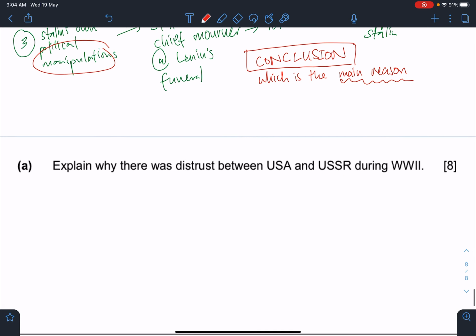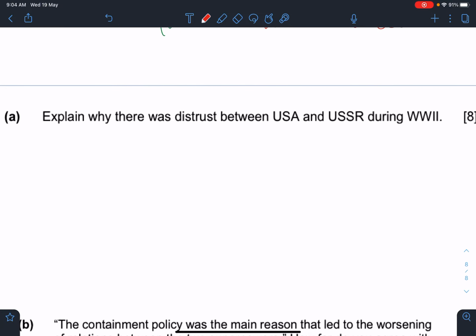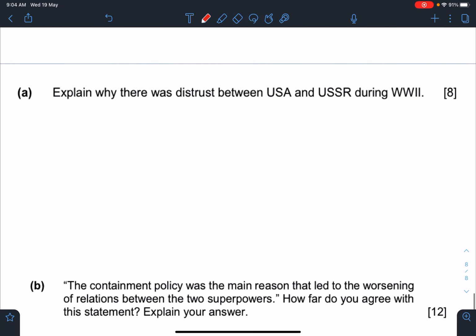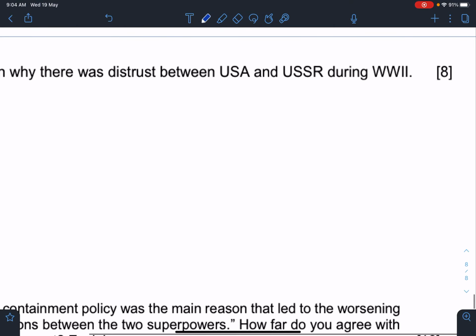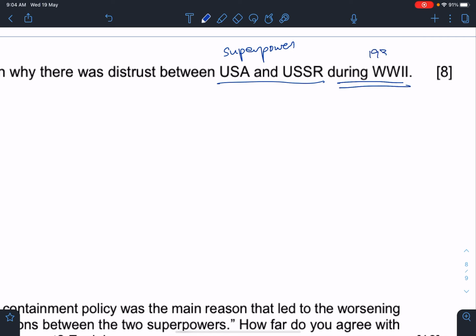Now, let's move on to this question. Explain why there is distrust between the USA and USSR during World War II. I know it is a Cold War question. Now, let's break down what I know about the Cold War. So, I know this is superpowers. During World War II is 1939 to 1945. So, any tensions, any kind of distrust must stop at 1945. I cannot talk about anything beyond 1945. If you go and talk about Korea or satellite states, you're instantly gone. You must talk about during World War II.